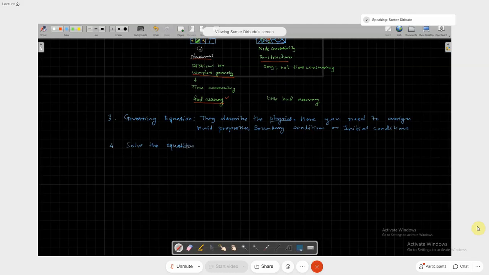Any software you use does it like this. You initialize the solution, that is, you give the initial conditions, and then you solve with those initial conditions and boundary conditions. Then, while solving these equations, you monitor the progress of the solution during the solution.